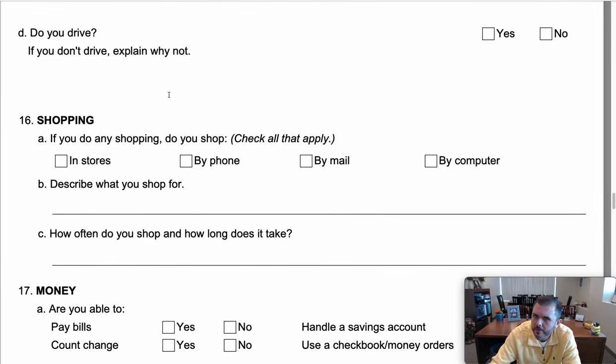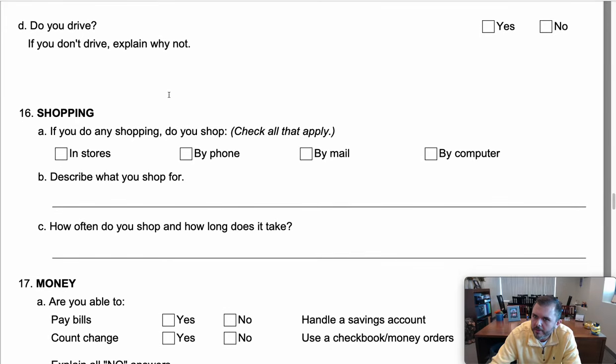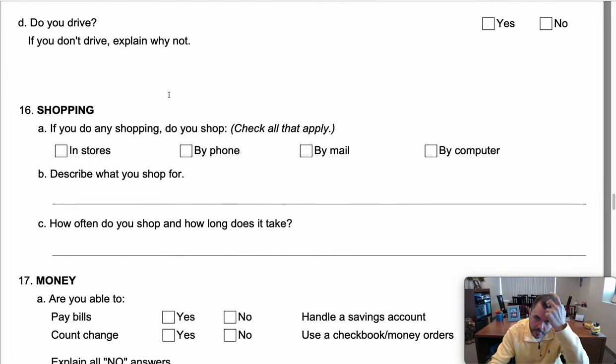Do you drive? And again, it's okay to drive as part of your disability claim. A lot of my clients limit their driving to, say, 20 miles, 30 miles, or they limit it to minutes, 20 minutes away, 30 minutes away. That's okay.